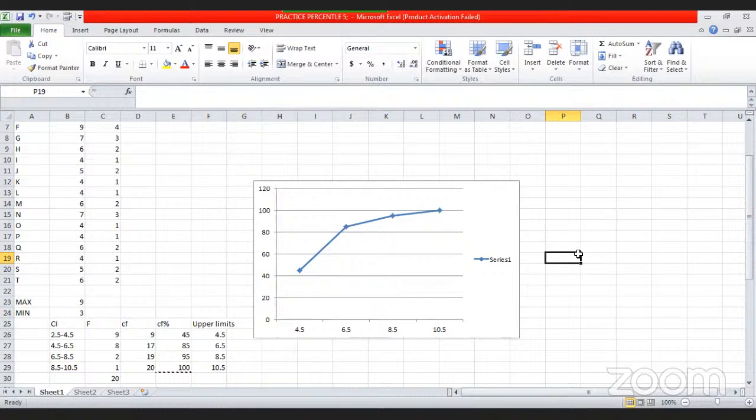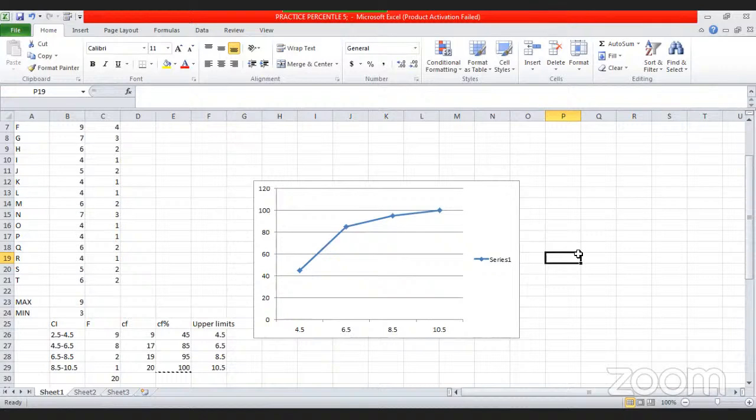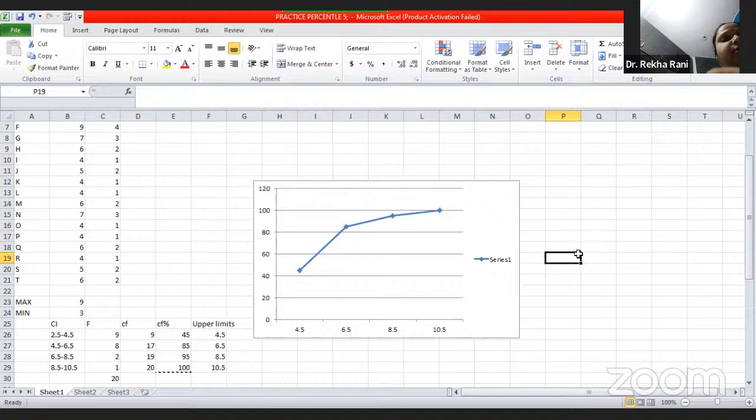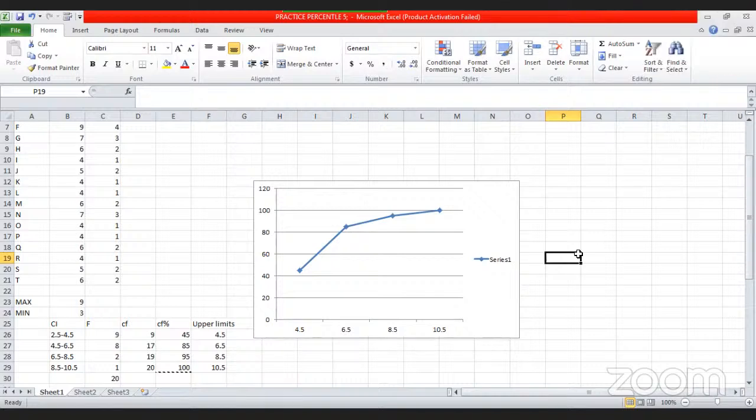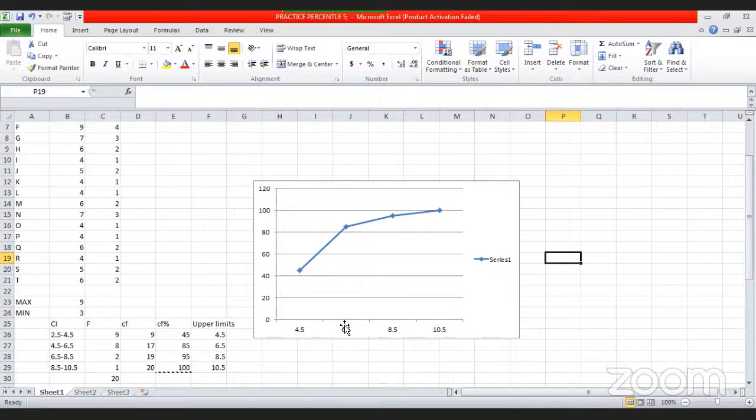Hello? So, ma'am, you mean to say that 45 is the percentile rank? 45 is the percentile rank of the score 4.5. Right. Yes. Thank you. Okay. So it will be the same for 6.5. The percentile rank for the 6.5 would be 85, because the point is here at 85. Yes. So the percentile rank of the score 6.5 is 85.